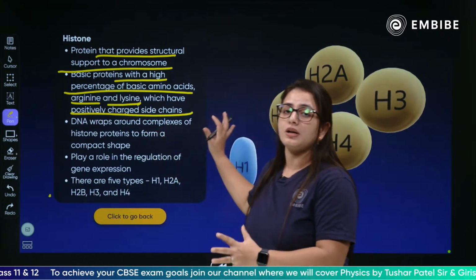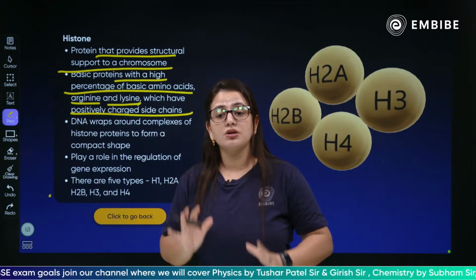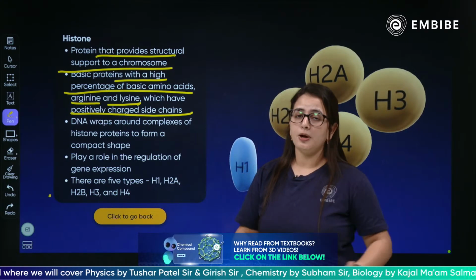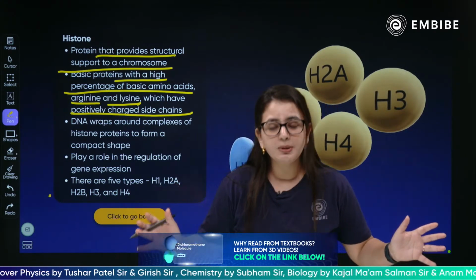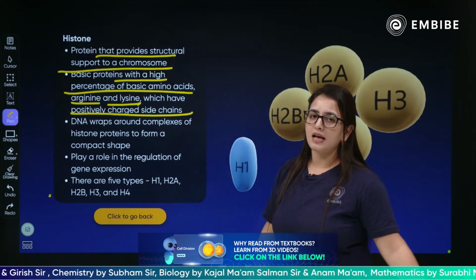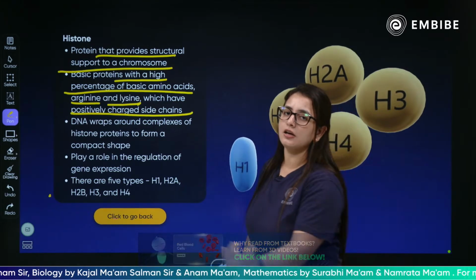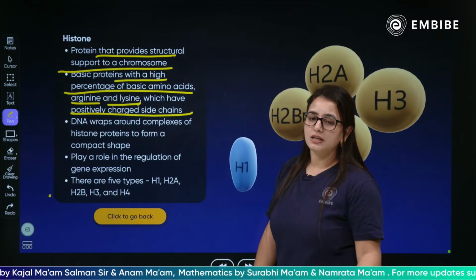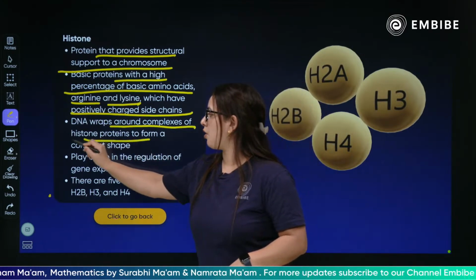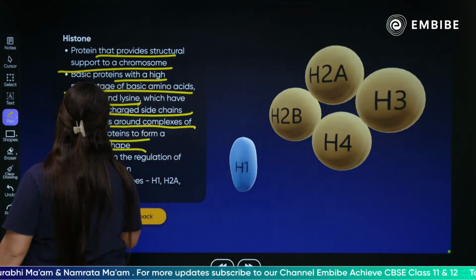So yes, histone proteins are extremely positively charged and they have amino acids with very positively charged side chains. A long chain of amino acids forms a protein. So the side chains of this particular protein are positively charged, and the DNA wraps around the complexes of histone protein to form a compact shape, which plays a very important role in gene expression.